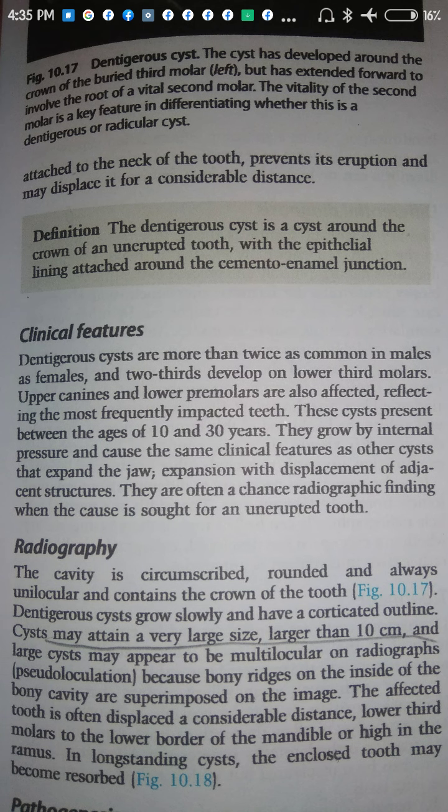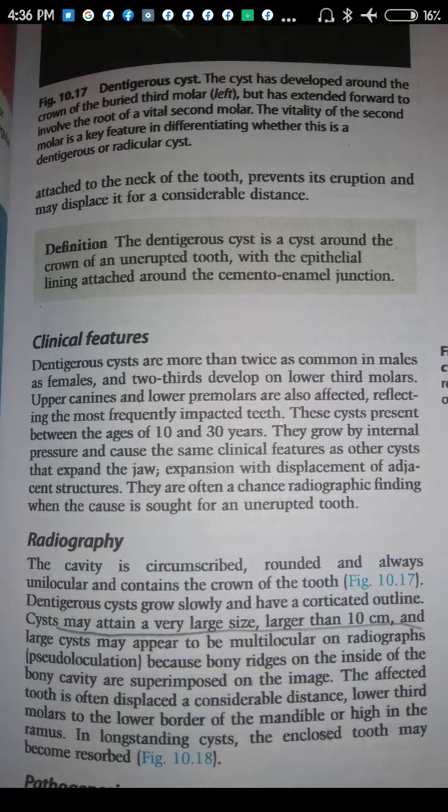Radiography. The cavity is circumscribed, round, and always unilocular and contains the crown of the tooth. Dentigerous cysts grow slowly and have a corticated outline. Cysts may attain a very large size, larger than 10 centimeters, and large cysts may appear to be multilocular on the radiographs because bony ridges on the inside of the bony cavity are superimposed on the image.